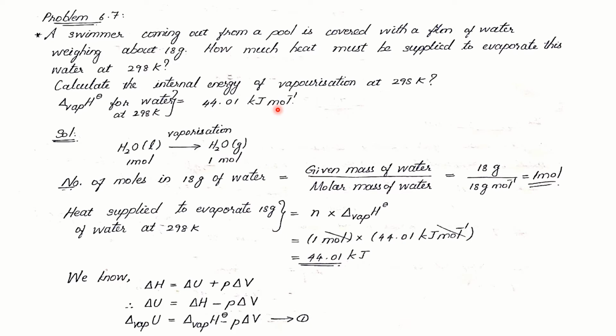Now, we know the swimmer's body is covered with a film of water that weighs 18 grams. Now, what is the physical state of water here? It is in liquid state, isn't it? We are asked to calculate the amount of heat that is to be supplied in order to vaporize 18 grams of water. That means we are going to calculate the amount of heat required to convert water which is in the liquid state to water in the gaseous state, that is into water vapor.